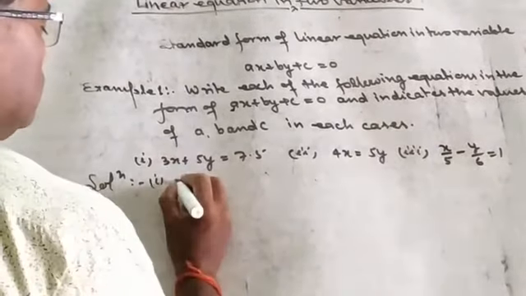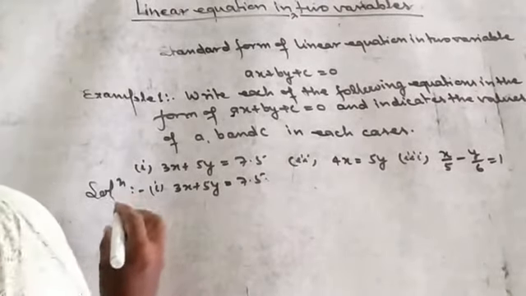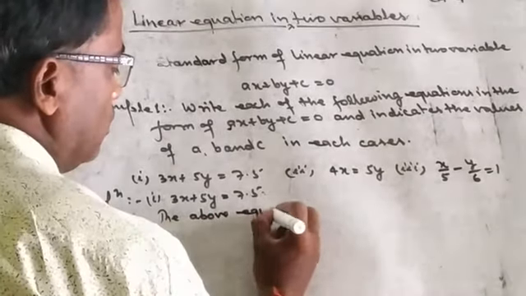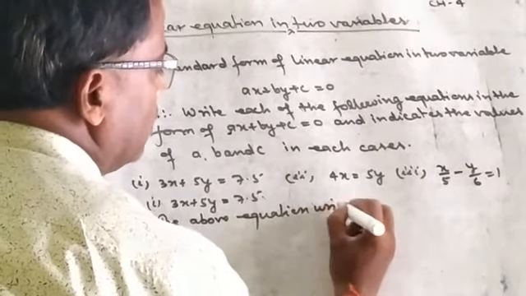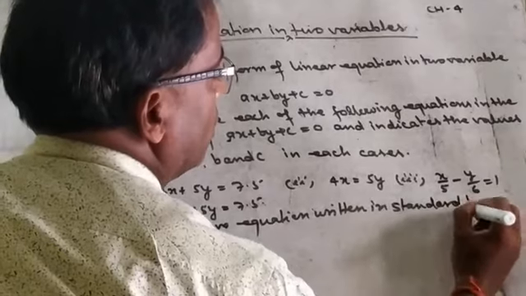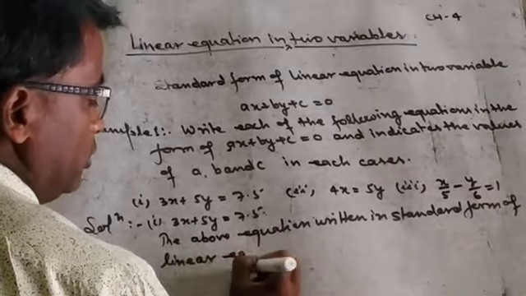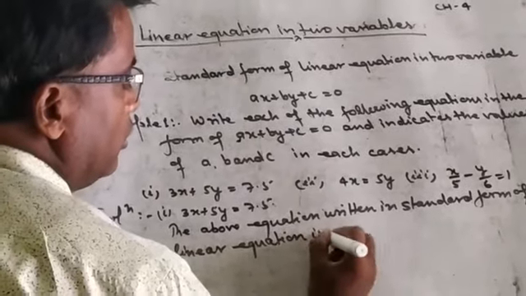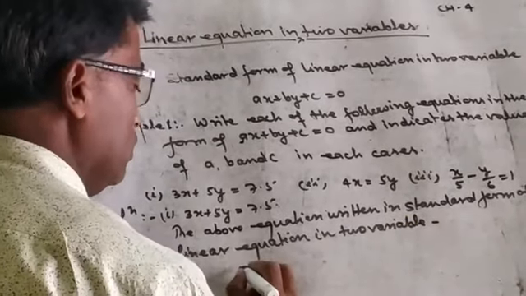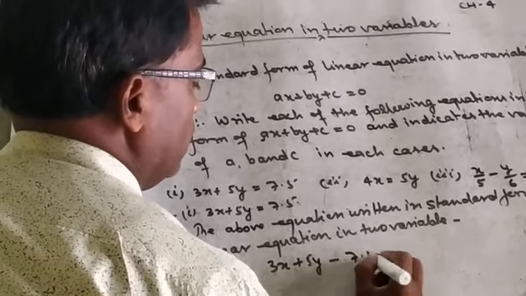First, 3x plus 5y is equal to 7.5. The above equation written in the standard form of linear equation in two variables, what can we write? 3x plus 5y minus 7.5 is equal to 0.